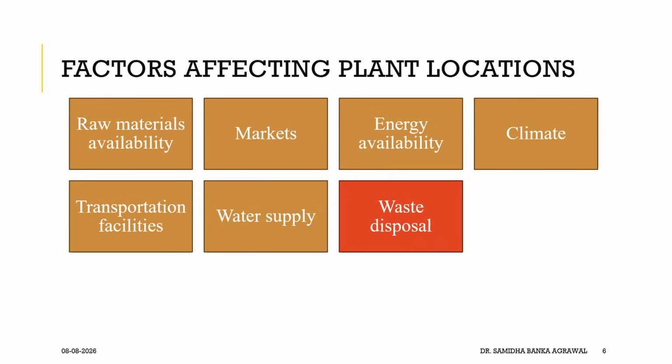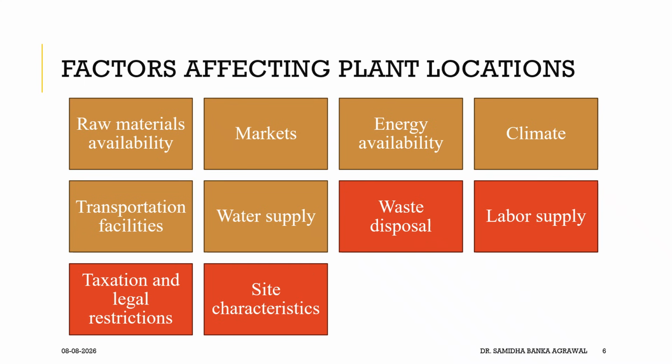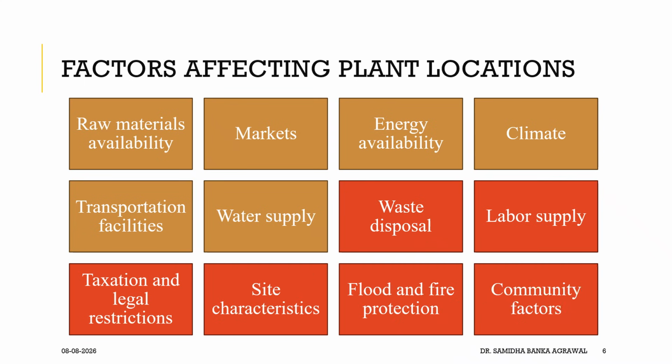Similarly, other criteria that have to be considered are waste disposal facilities, labor supply, taxation and legal restrictions, site characteristics, flood and fire protection, and community factors. Overall, all these factors are considered when an industrial area is established, not just a factory. There are very few places now where only one single factory exists. It has always become an industrial area, and those industrial clusters are built in such a way that all these factors are taken into very good consideration.